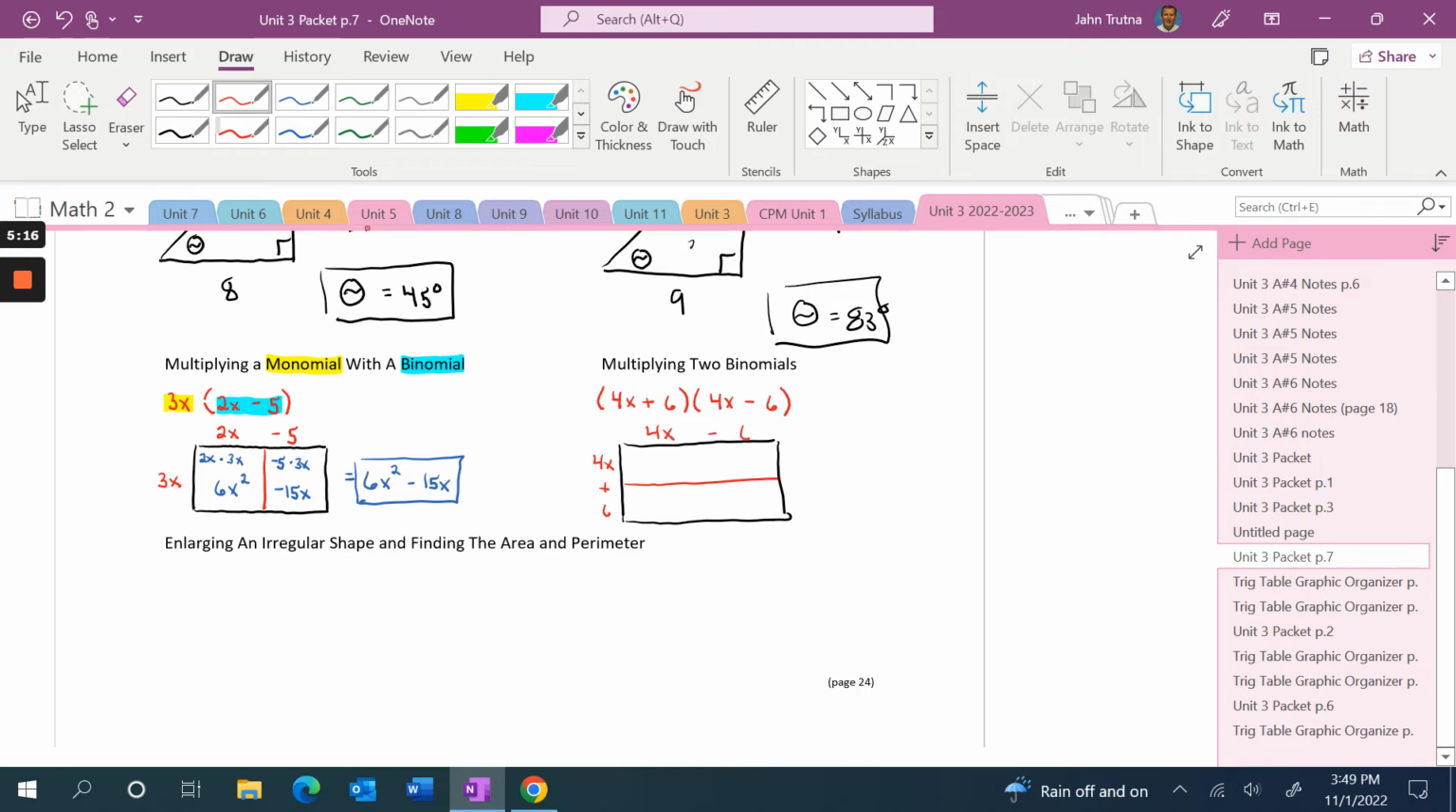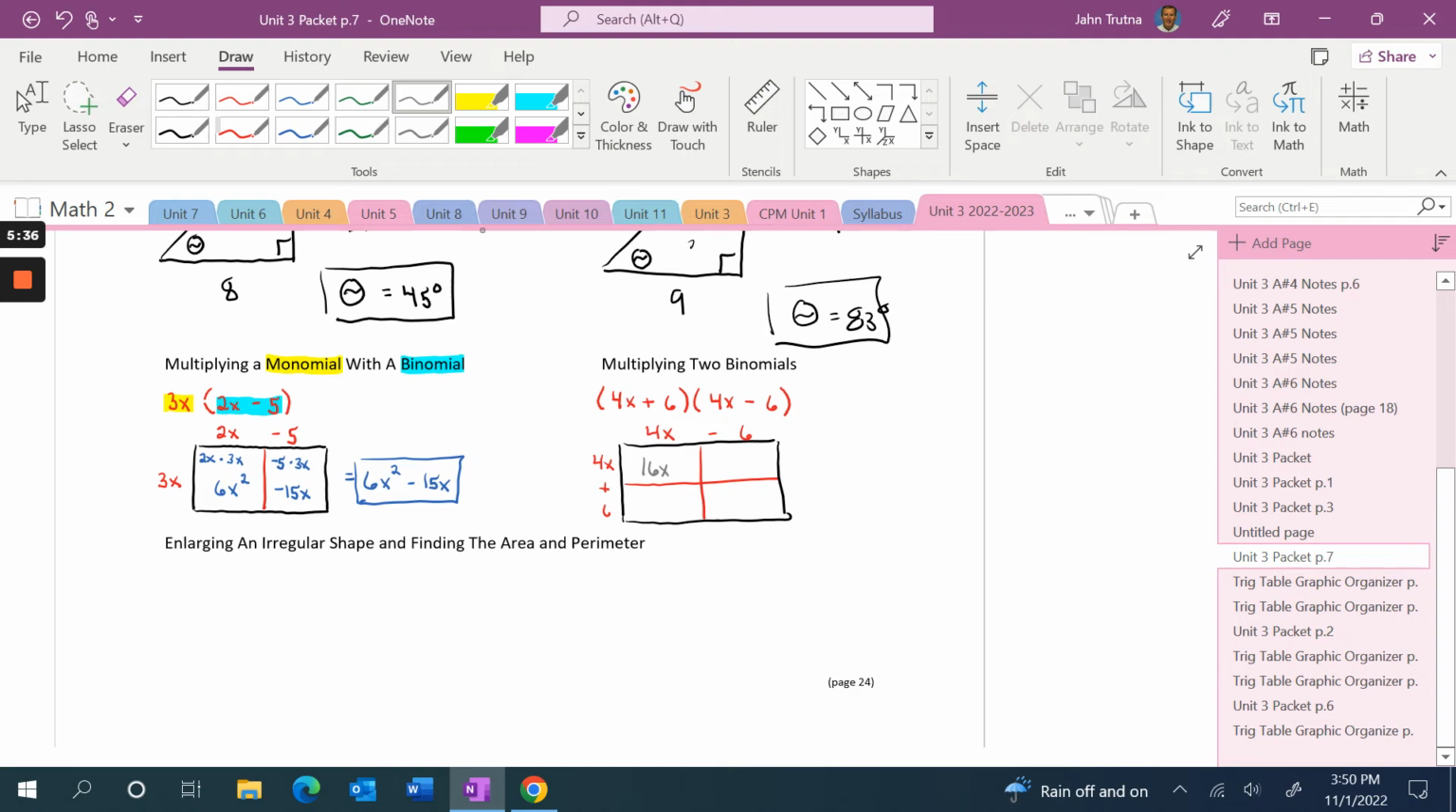I'm going to write the 4x minus 6 binomial along the top. You could do it the other way around. It's not going to matter. Because this has two different terms, I'm going to separate it vertically like that. And then I'm going to fill in each part. So I have 4 rectangles to fill in here. Okay, so my top left rectangle, I'm going to multiply 4x with 4x.